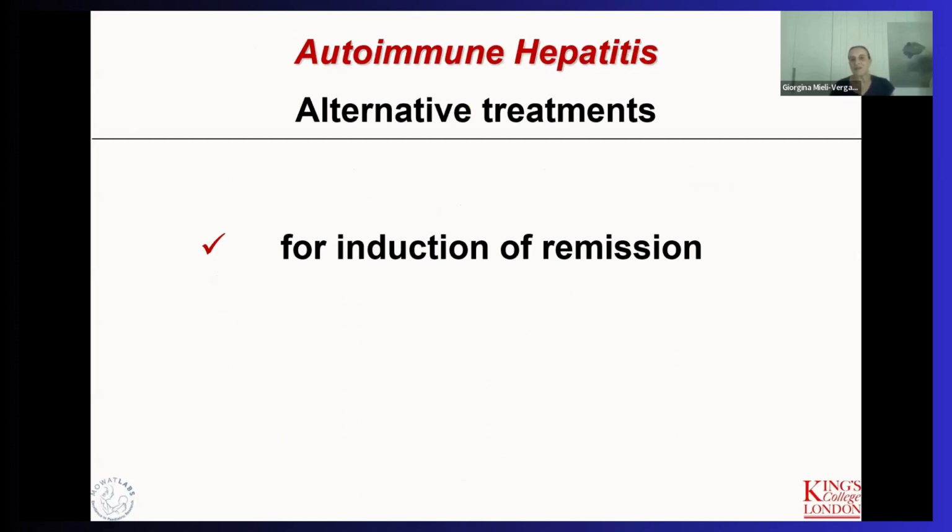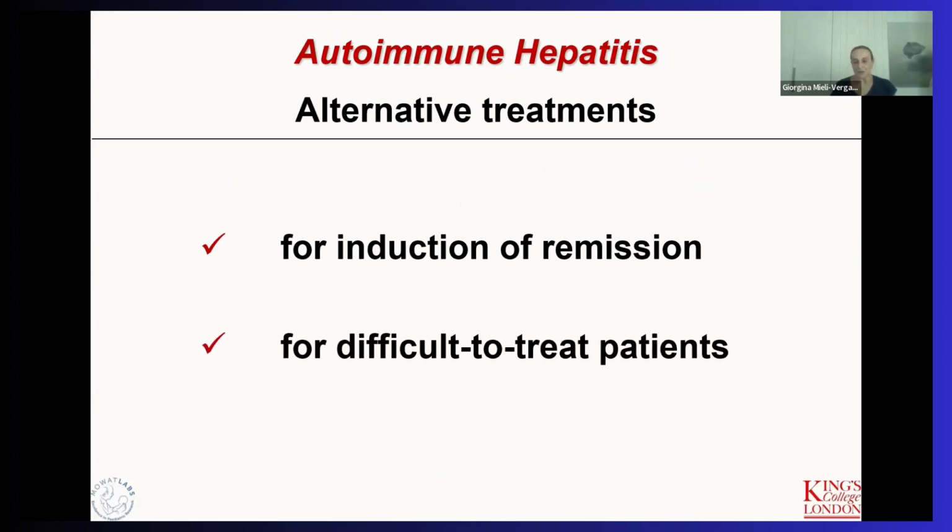There have been suggested alternative treatments for autoimmune hepatitis. This is for induction of remission or for difficult to treat patients. For induction of remission, usually these alternative treatments have been searched because people don't treat them appropriately. They use high dose steroids for a long time, and therefore they have a lot of side effects. And because of this, alternative treatments have been sought.